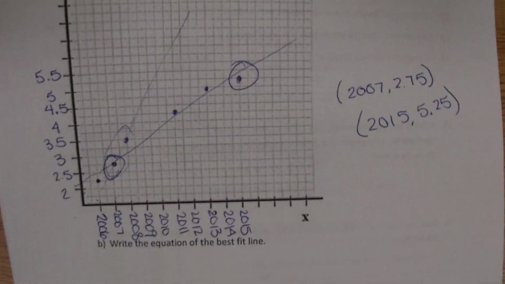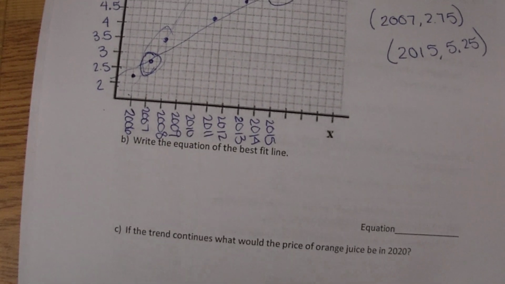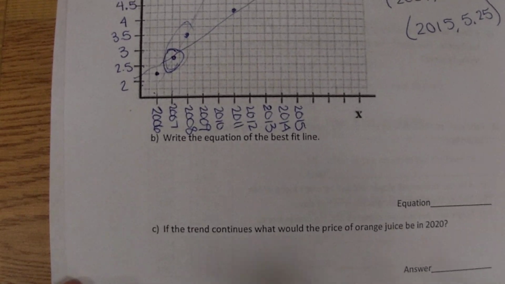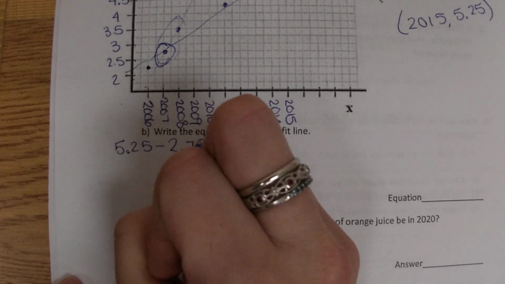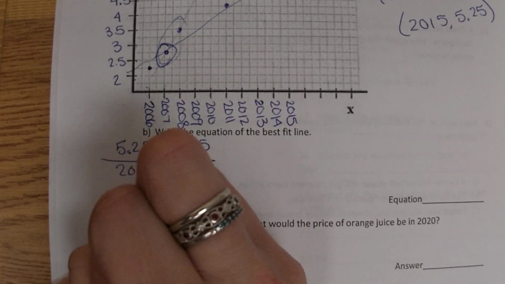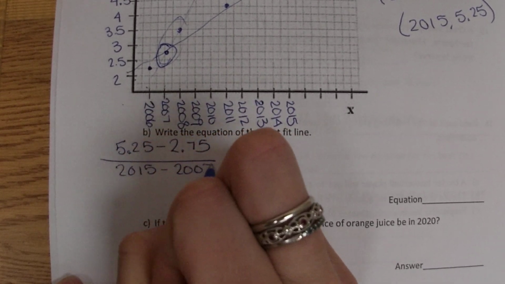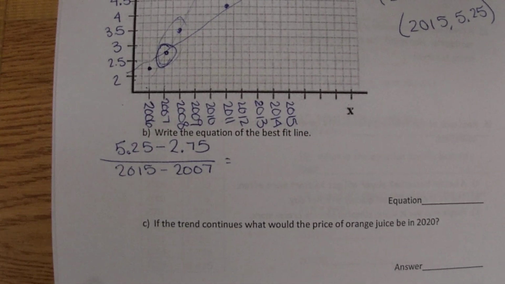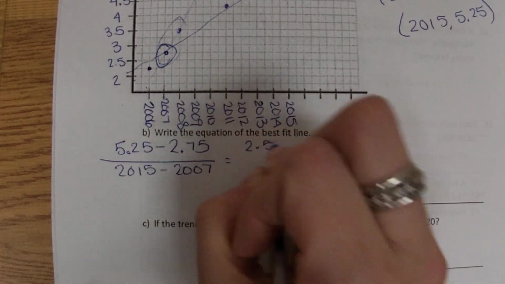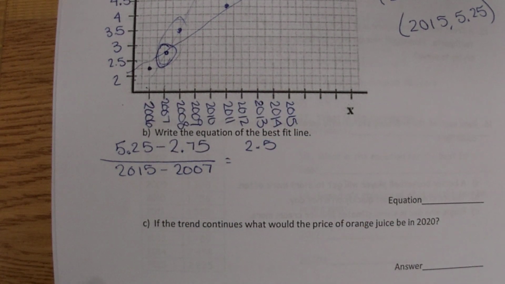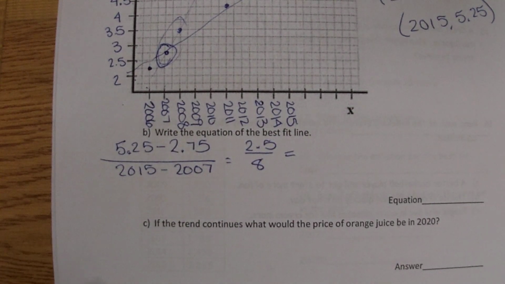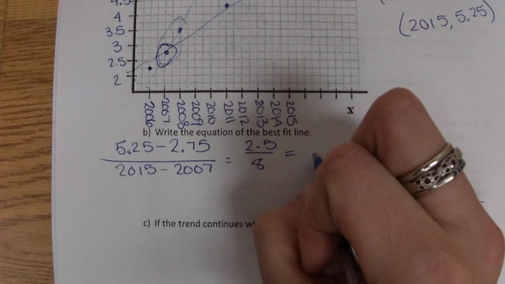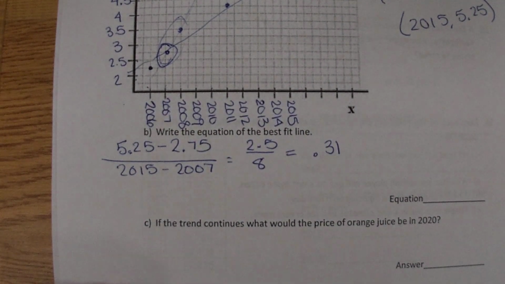So if we want to write the equation of the best fit line, we are going to find the slope first. So that's going to be a y minus a y over an x minus an x. We're talking about money, right? We don't want a decimal in a fraction, so this is going to give me 0.31.